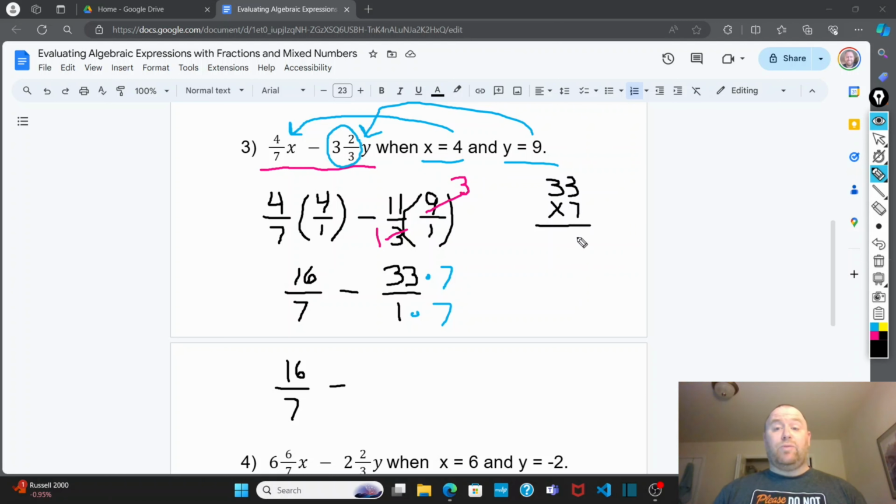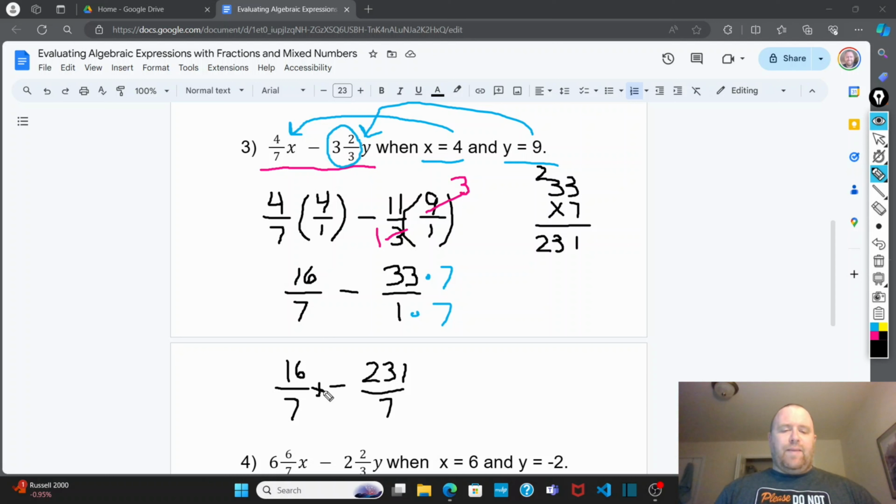So 7 times 3 is 21. Bring up the 2. 7 times 3 is 21 plus 2 is 23. So we get 33 times 7 is 231. So we're subtracting 231 over 7. Now to figure this out, let's look at the numerators. We're essentially adding, another way we could think of this is 16/7 plus a negative 231 over 7.